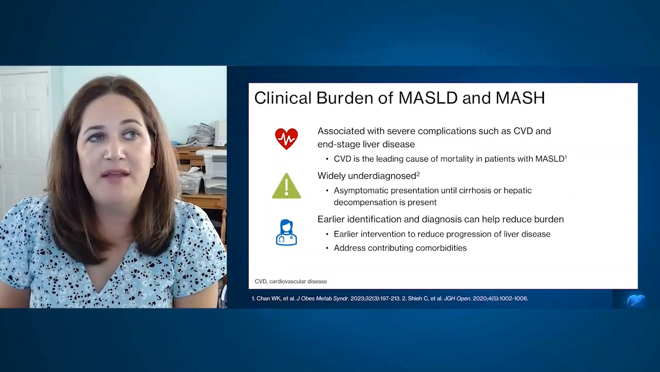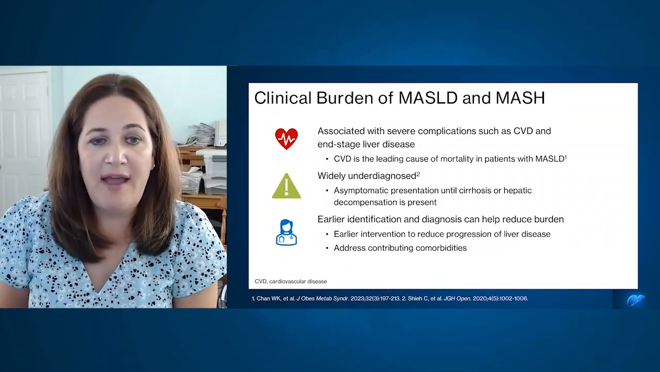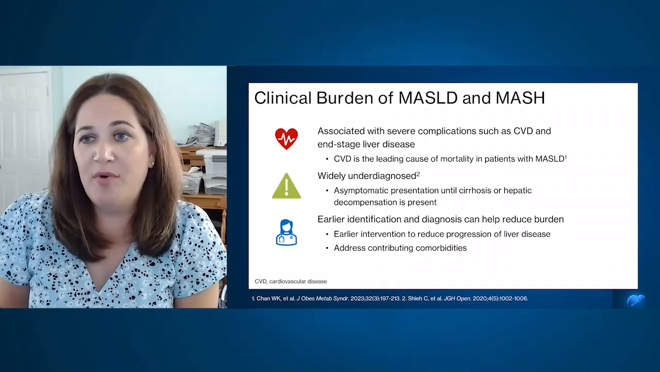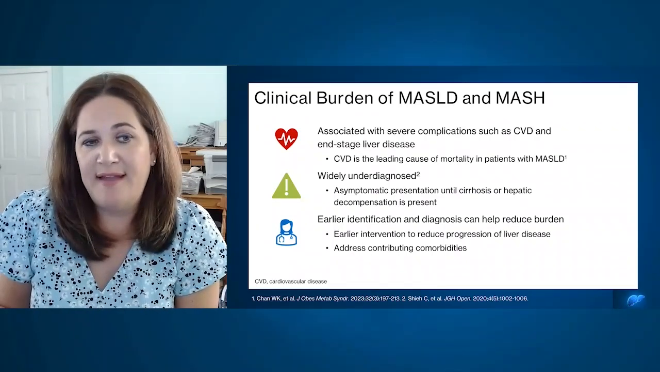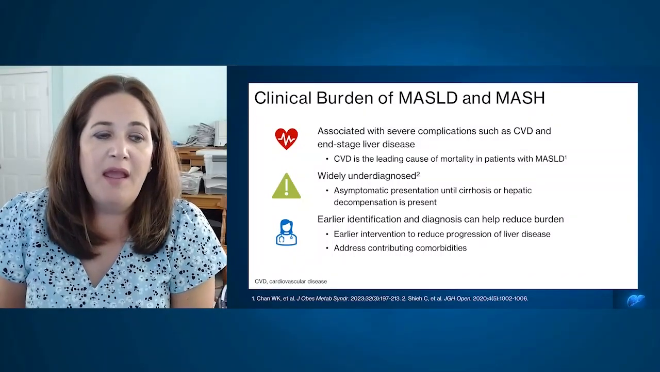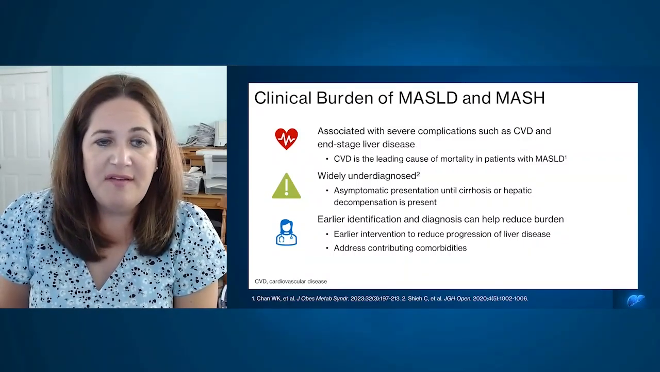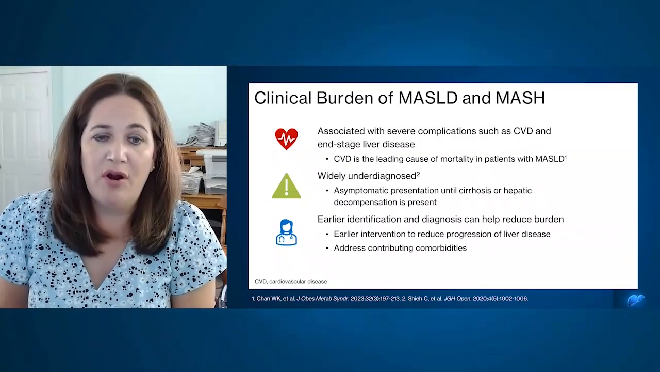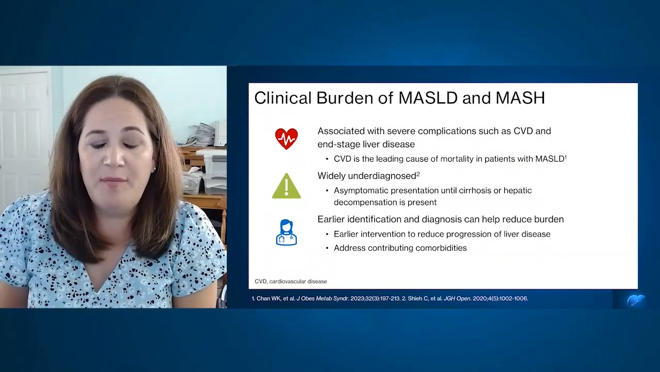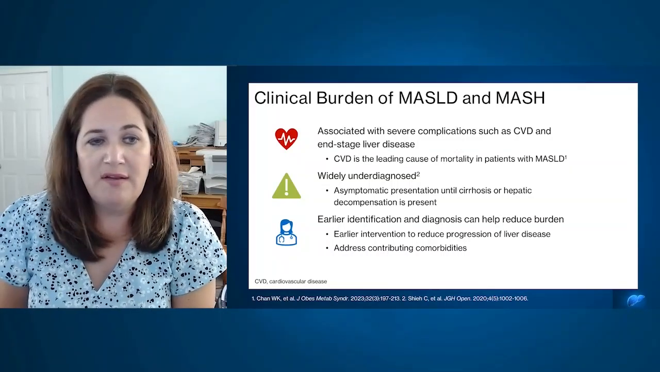The asymptomatic presentation occurs until cirrhosis or hepatic decompensation is present. So that means if patients start developing ascites or fluid retention issues or have an episode of throwing up blood and GI bleeding, those are the things that present, and then the patient is like, why is this happening? And it's because they have cirrhosis and they never knew they had it. So saying that, of course, it is really important for earlier diagnosis and identification to occur to reduce the burden of disease. Earlier intervention can reduce the progression of disease and address the contributing comorbid conditions.